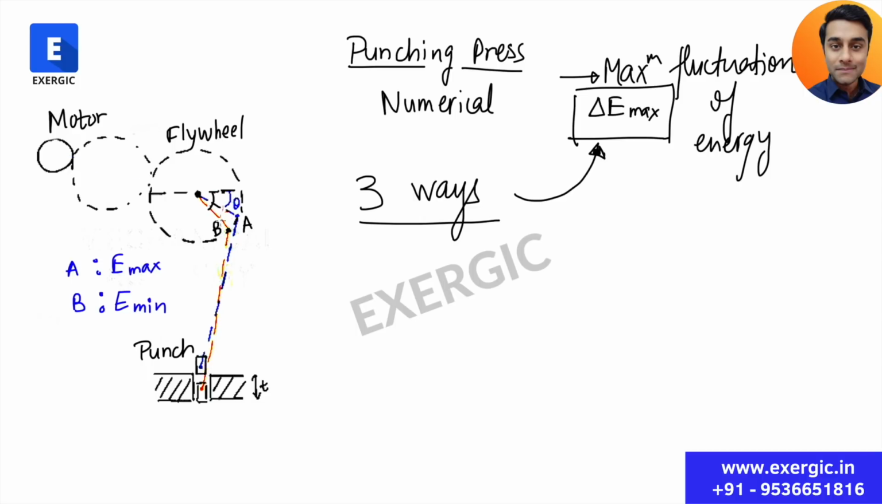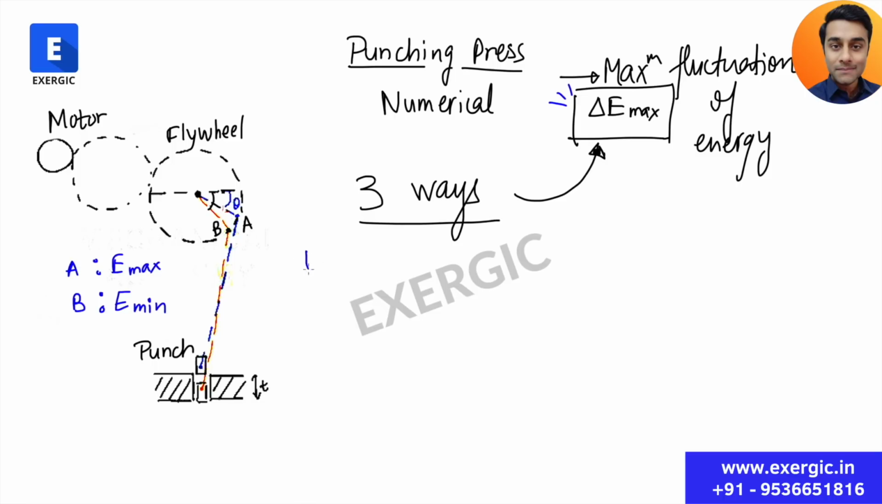So, during this rotation from B to A, the flywheel is continuously receiving the energy from the motor, which is getting stored in the flywheel in the form of its kinetic energy. So automatically, its energy is going to increase, its speed is going to increase. So as it moves from B to A and reaches point A, its energy will increase from minimum to maximum.